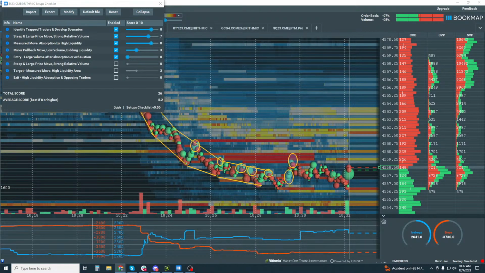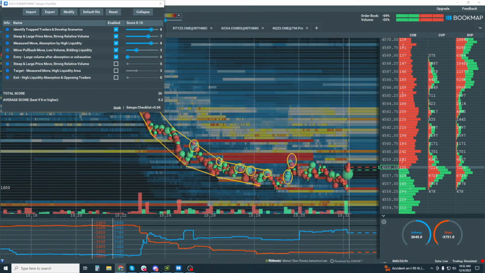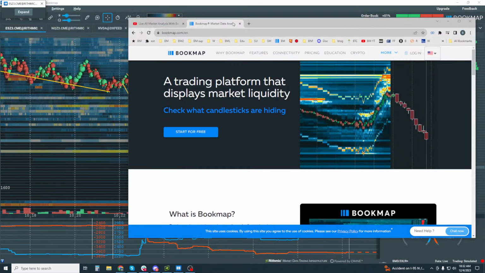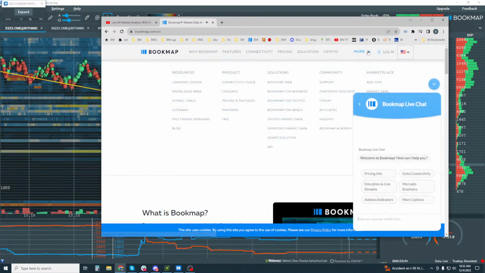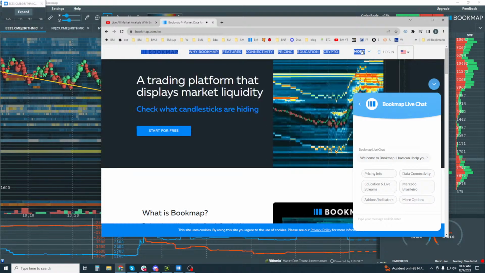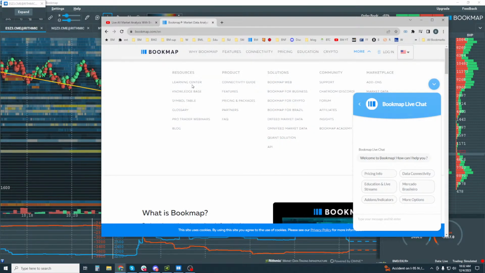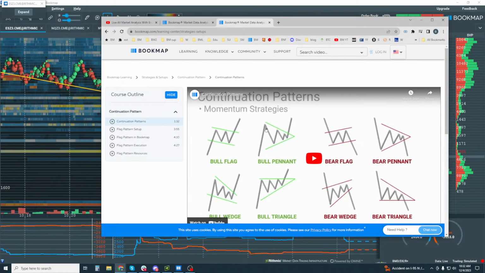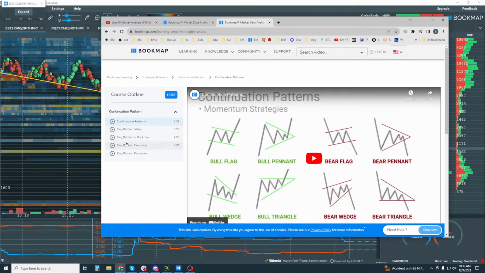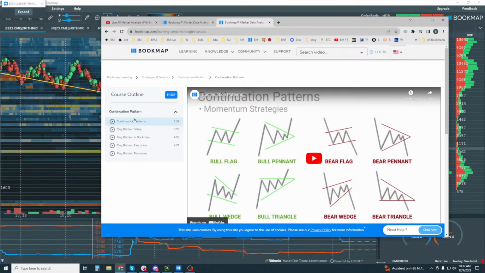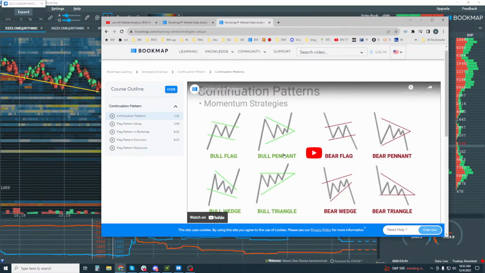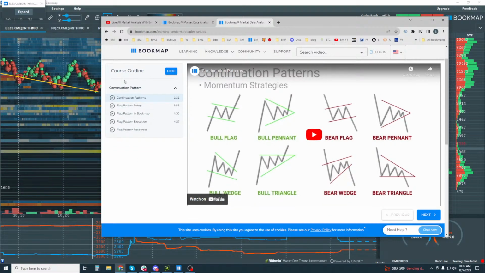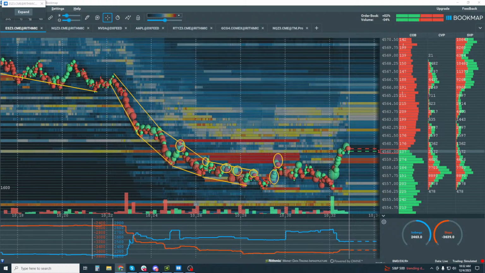Let me show you where that is so that you guys understand. What you can do is come into bookmap.com, click on the more button here, and then go to the learning center, and then strategies and setups. Go here, and then we have a continuation pattern. Now we call it a flag pattern, but what's important is looking for the momentum and continuation of momentum. We just decided to focus on a flag pattern. We will have a reversal pattern in here shortly, and a range bound pattern as well.